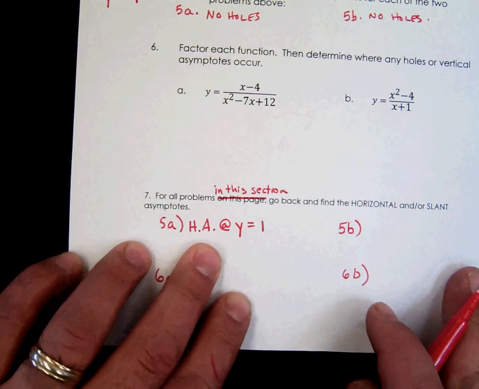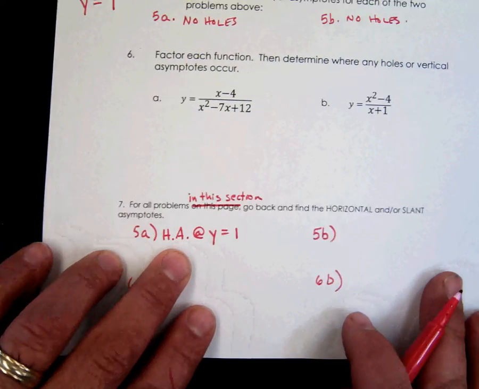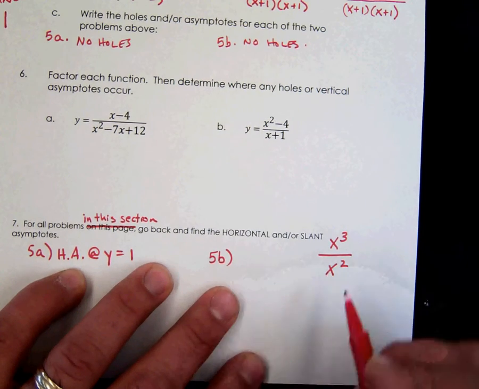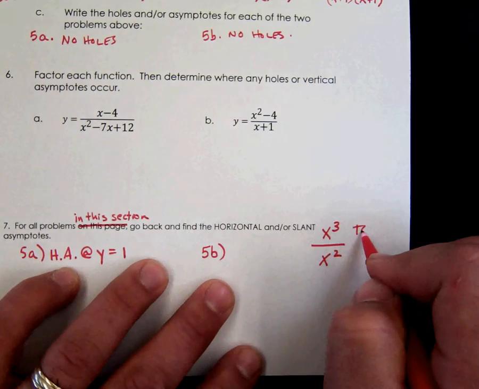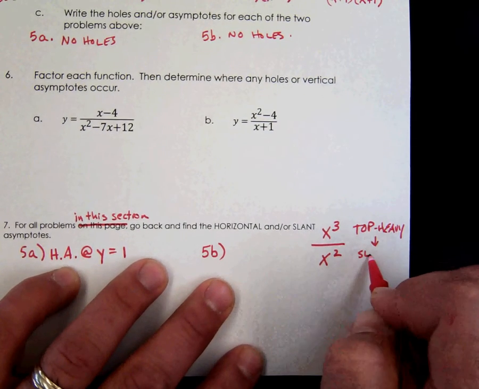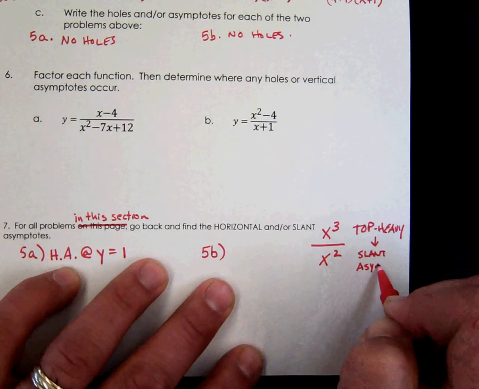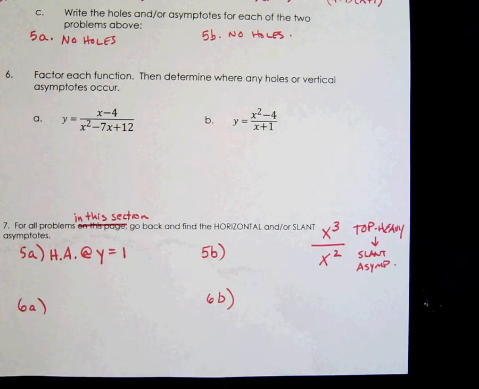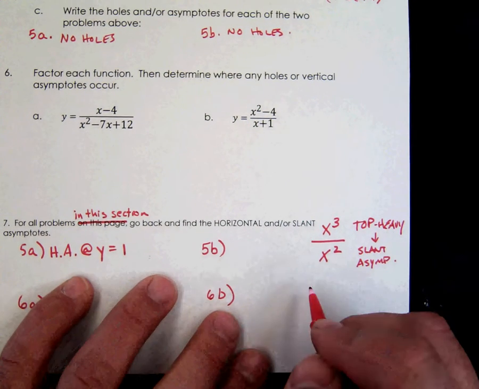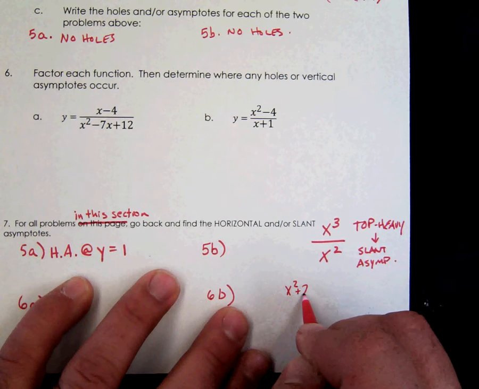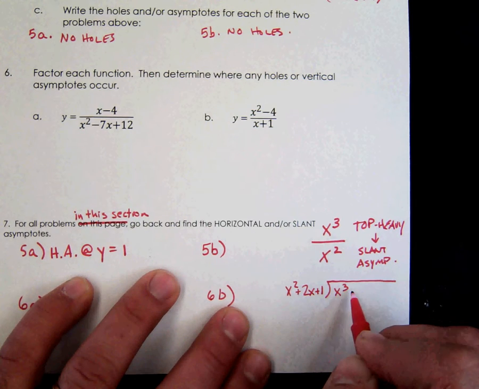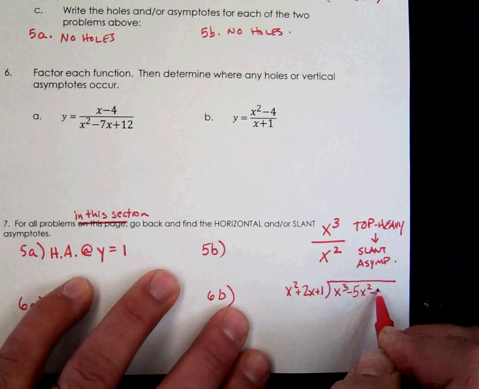Moving on to why 5b has a slant asymptote. Well, the top is x cubed while the bottom is x squared. Since it's top heavy and nothing canceled, there's going to be a slant asymptote. That slant asymptote can be found through the magic of long division. So you take the bottom, x squared plus 2x plus 1, and you divide it into the top. X cubed minus 5x squared minus 14x.